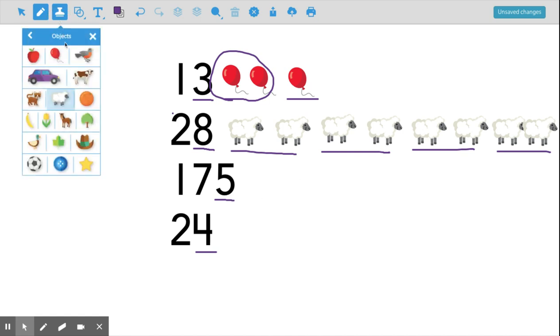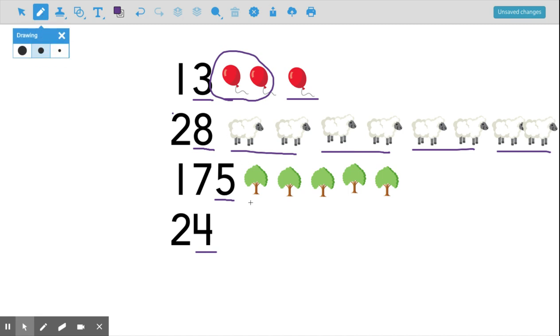Now, for 175, let's use trees. If I have 5 trees, and 2 of them have a partner there, there's a partner there, this one's all on its lonesome. That means that 5 is an odd number, so any number that ends with a 5, has a 5 in the ones column, is also an odd number. So if I were to draw out 175 trees, we would see that it was an odd number. So this is just a trick. You can always just look at the ones column and it will be correct.